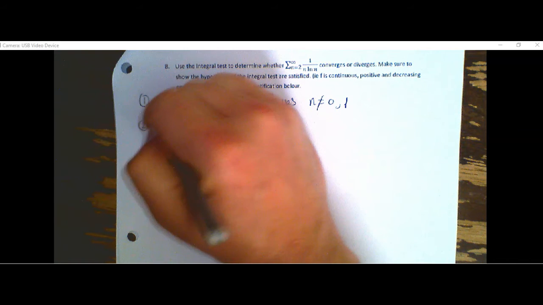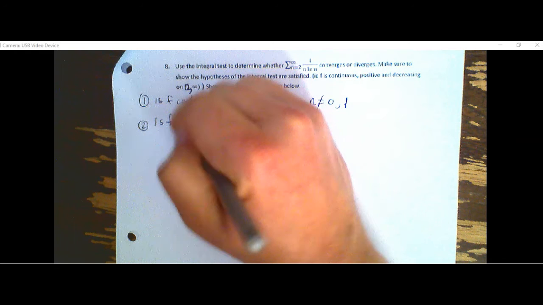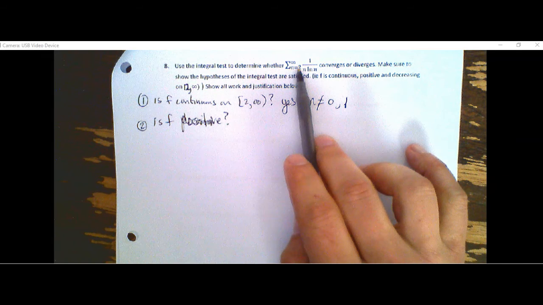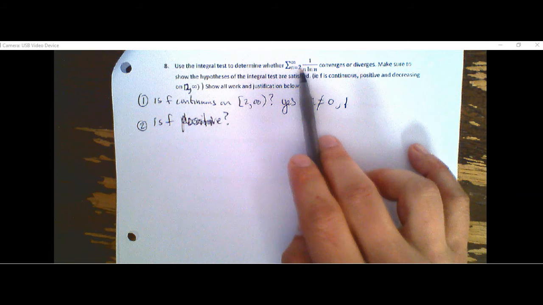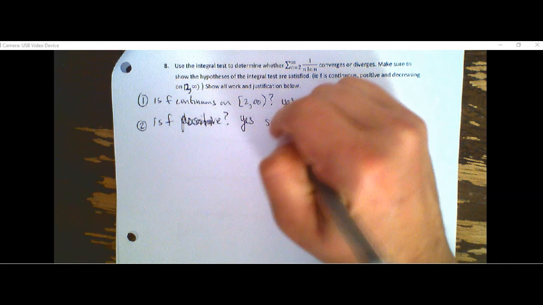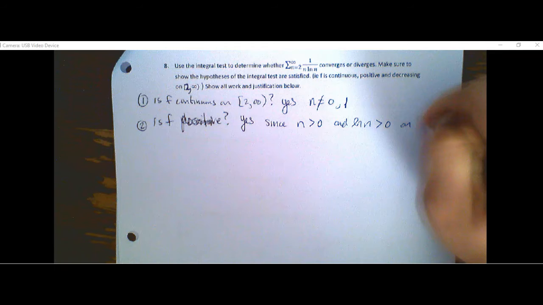2. Is f positive? Well, is n positive? Yes. Is the natural log positive for 2 to infinity? And the answer is yes. The natural log is negative for fractional values. So yes, since n is greater than 0, and natural log of n is greater than 0 on 2 to infinity.